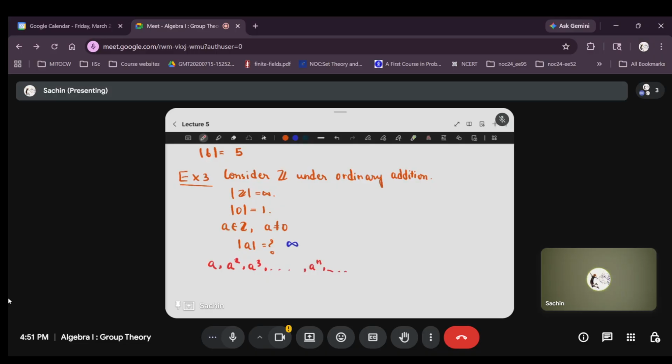But what I'm saying is, if an element has infinite order, then why can't it repeat? Infinite order means there is no n such that a power n is equal to e, right? That's all that it means. From that, how do you infer that these are all distinct? What if there is no n such that a power n is equal to e, but a square, etc., a power n are not distinct? Can that happen? Is what I'm asking.